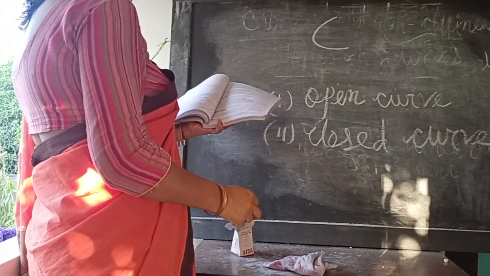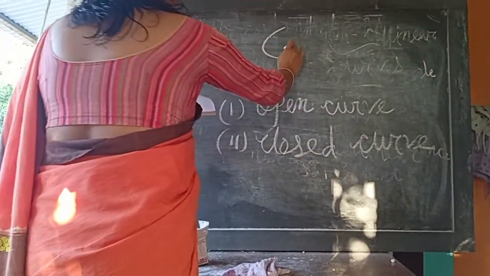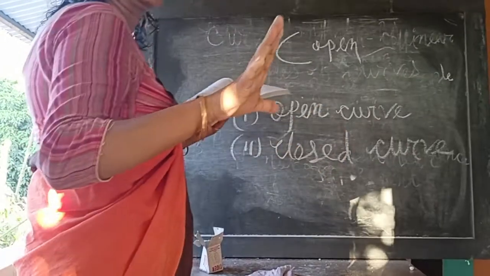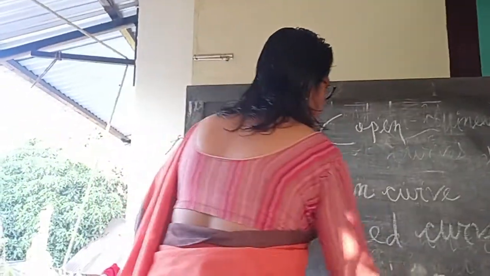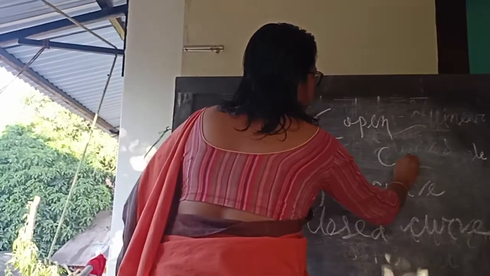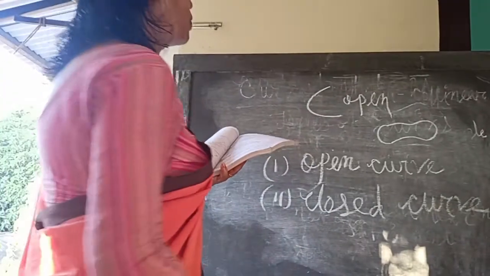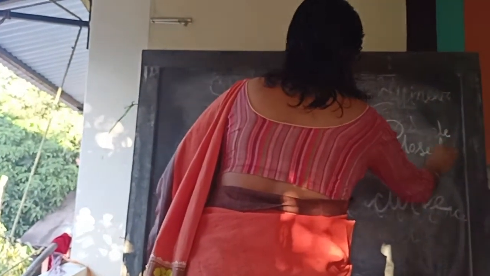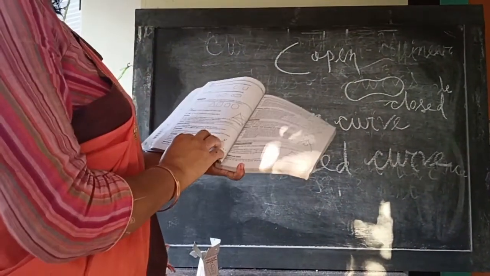And closed curve, it starts from a point. Suppose it is open, it is an open curve, and suppose it is closed. It starts from a point and it ends at the same point. So it is a closed curve. Okay?